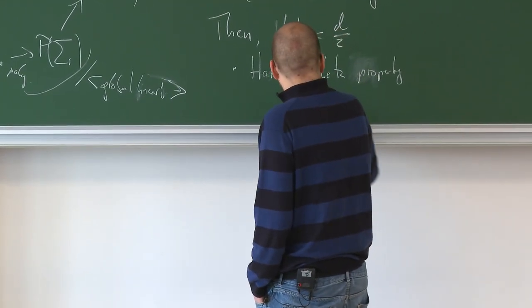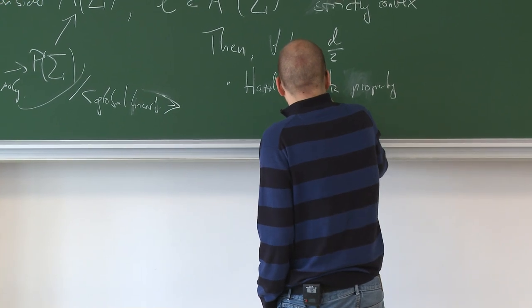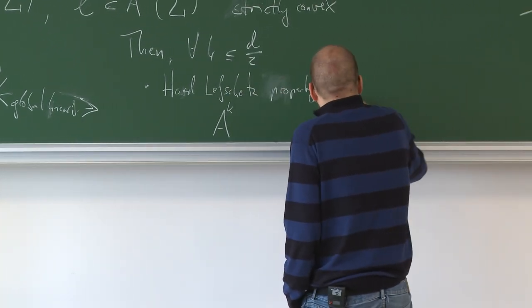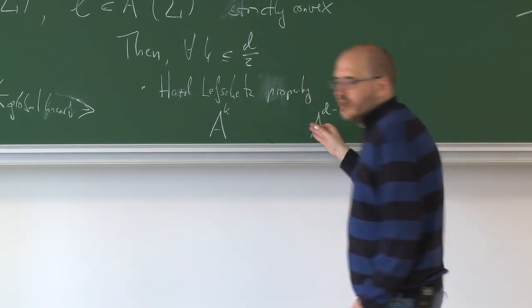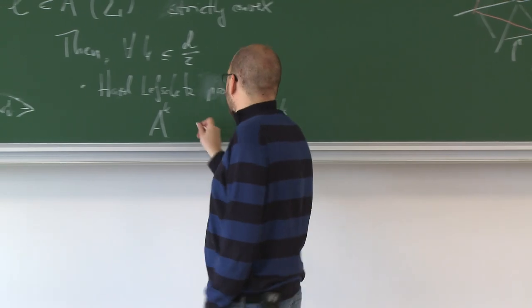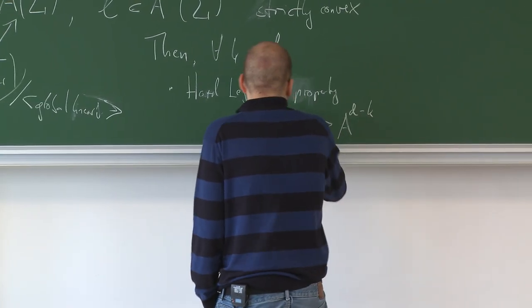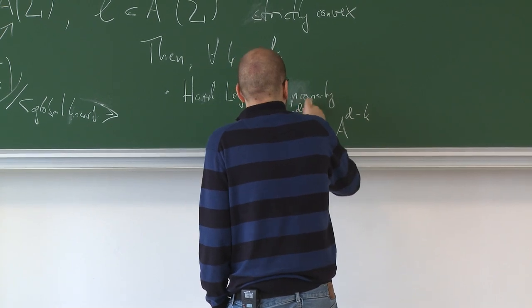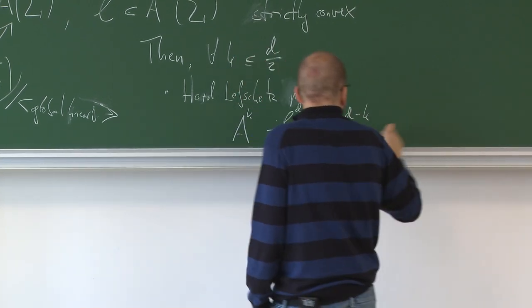So, Hodge-Lefschetz. This is the isomorphism between these spaces. We already know that these spaces are isomorphic as vector spaces because we have Poincaré duality. But we want to realize this isomorphism by a multiplication in the ring. So L to the d minus 2k, and this is an isomorphism.